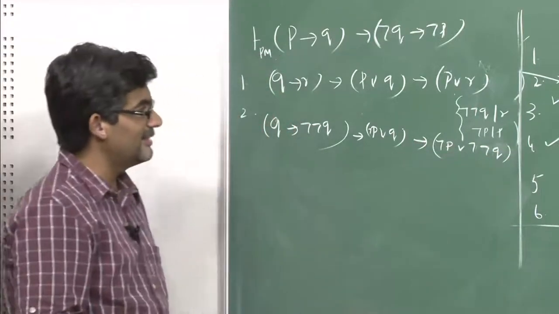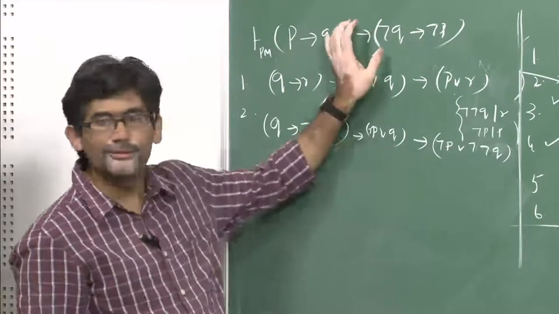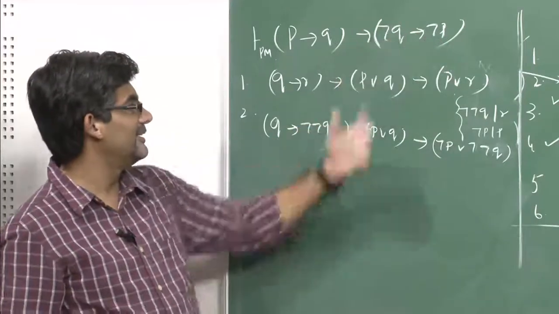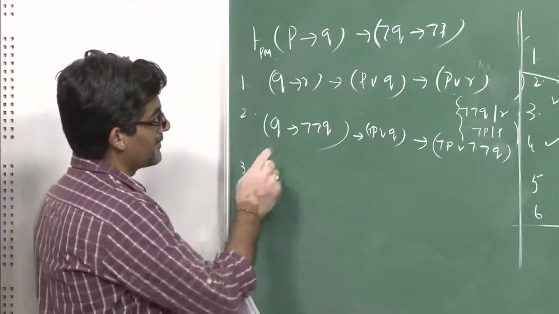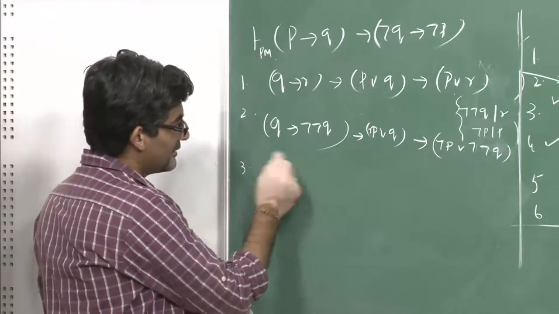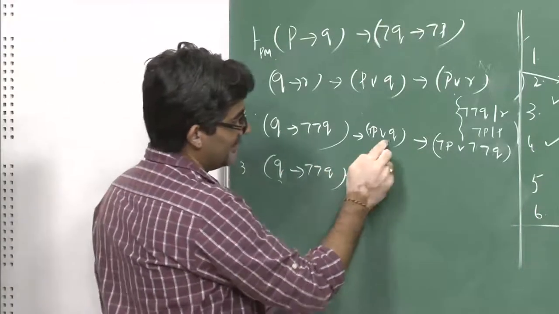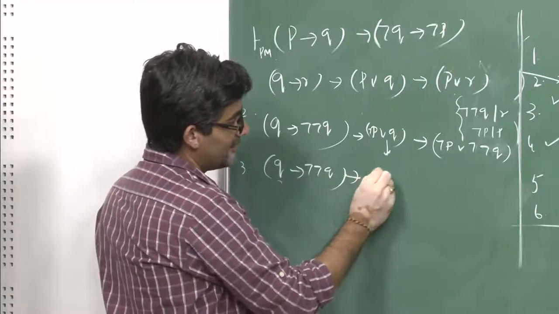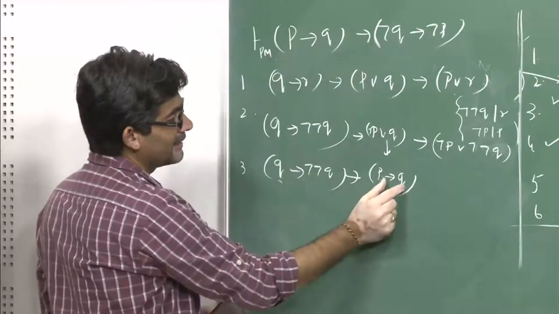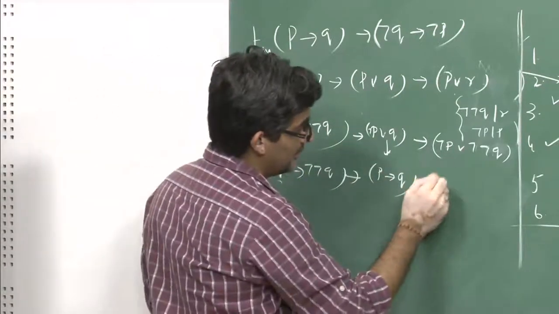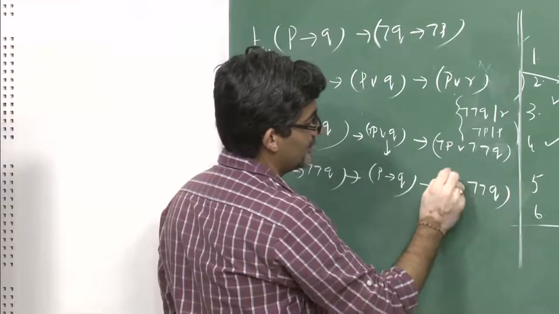Why have we done this? Because we transform this formula as much as possible closer to our destination, which is this one. So now we write first of all q implies not not q. By definition this is the same as p implies q. This is the reason why we have transformed this into this particular format. And now this is nothing but p implies not not q.